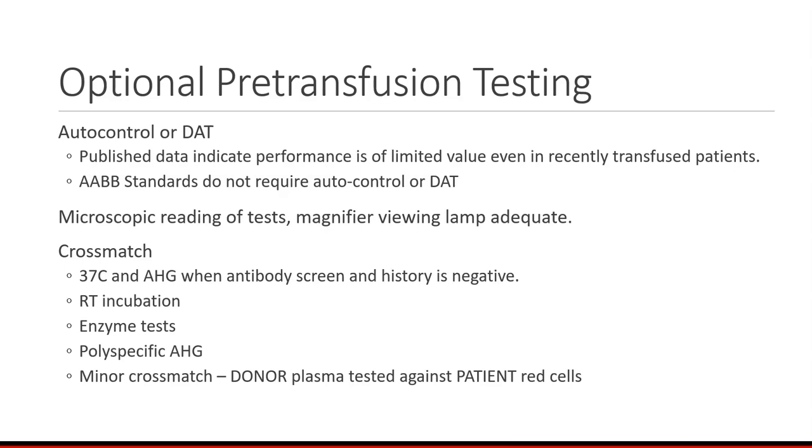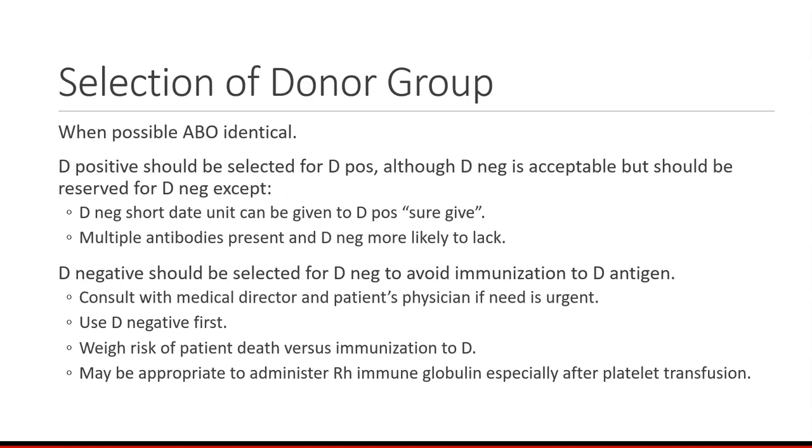For the crossmatch, the 37 and Coombs crossmatch when the antibody screen is negative and the history is negative. Room temperature incubation, gone. Enzyme tests, gone. Polyspecific antihuman globulin, gone. The minor crossmatch, gone. Now keep in mind, these are tests that can be part of our toolkit, but are not required for routine testing.